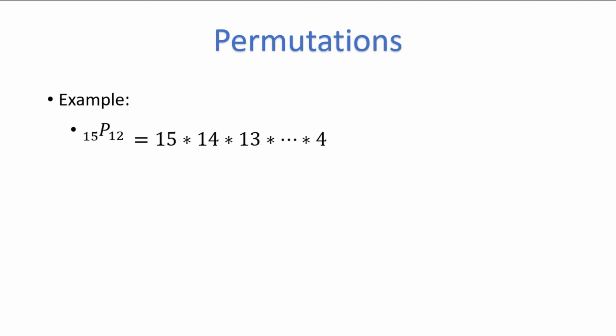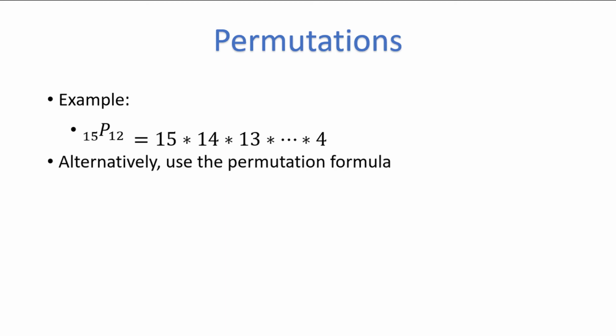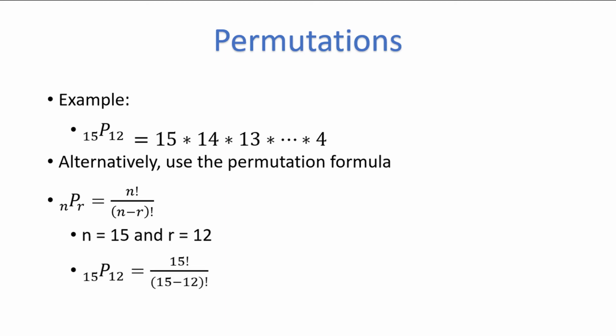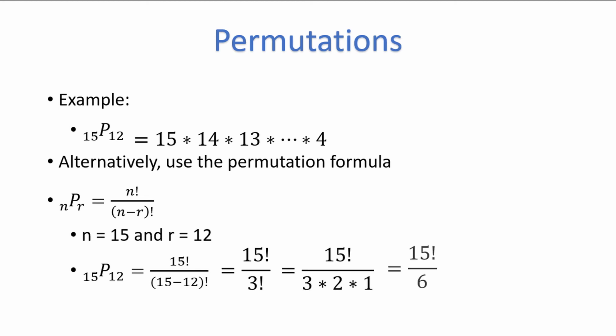Instead of using this method, there is actually a formula you can use in these situations. And that formula is that the permutation of n choose r is equal to n factorial divided by n minus r factorial. In our case, we have n equals 15 and r equals 12. So we have 15 factorial divided by 15 minus 12 factorial. This simplifies to 15 factorial divided by 3 factorial. Simplifying the denominator, we have 3 times 2 times 1, or 6.